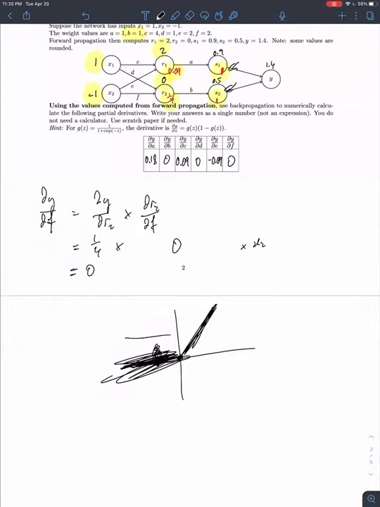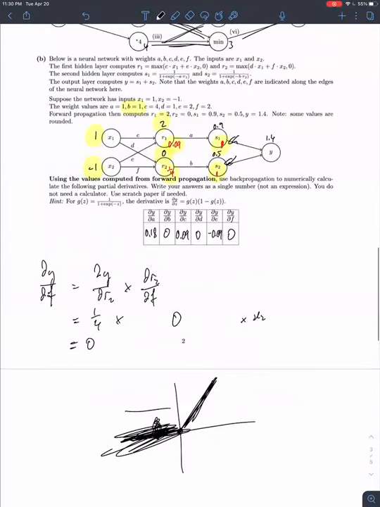So that's backpropagation. Hopefully it makes a little bit more sense than it did before, now that I've done it explicitly. I hope that was helpful.